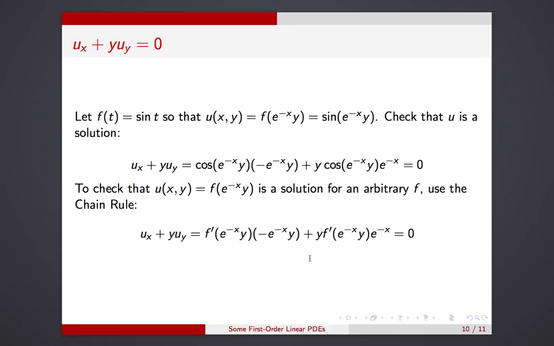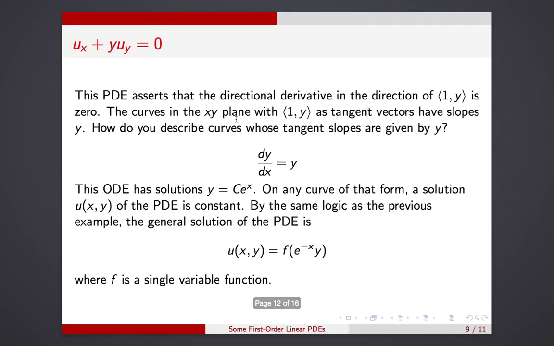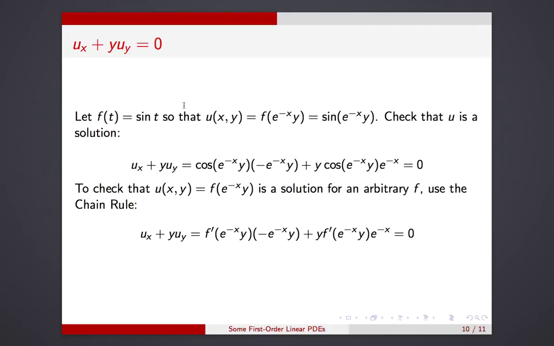So just again, to make this more concrete, let's pick a single variable function. So let's pick like sine t. That would mean that u(x,y) equals f of y e to the negative x by definition. That's just from the last slide, right? Just copied that. But since f is a sine, that just means you're taking this stuff and plugging it into sine. So let's just check that u is a solution. ux plus y uy equals, now we got to do the chain rule, right? So we got to cosine this guy.